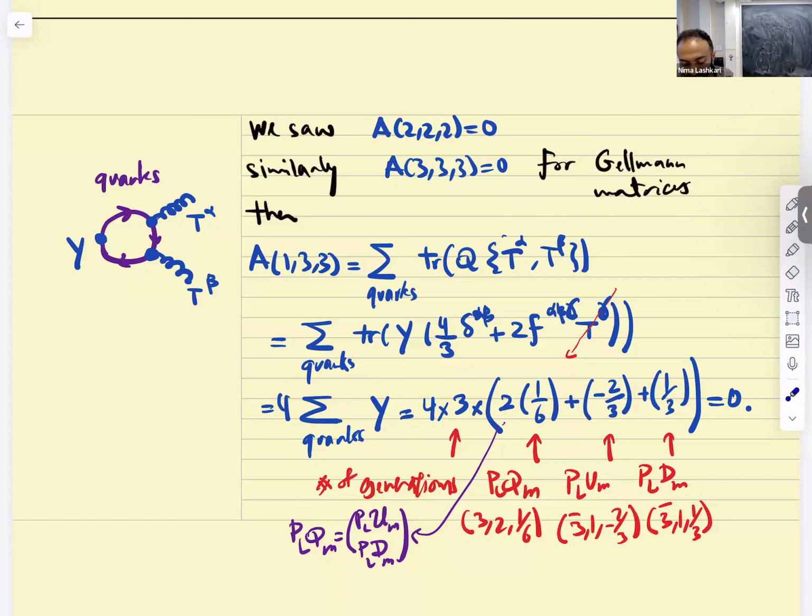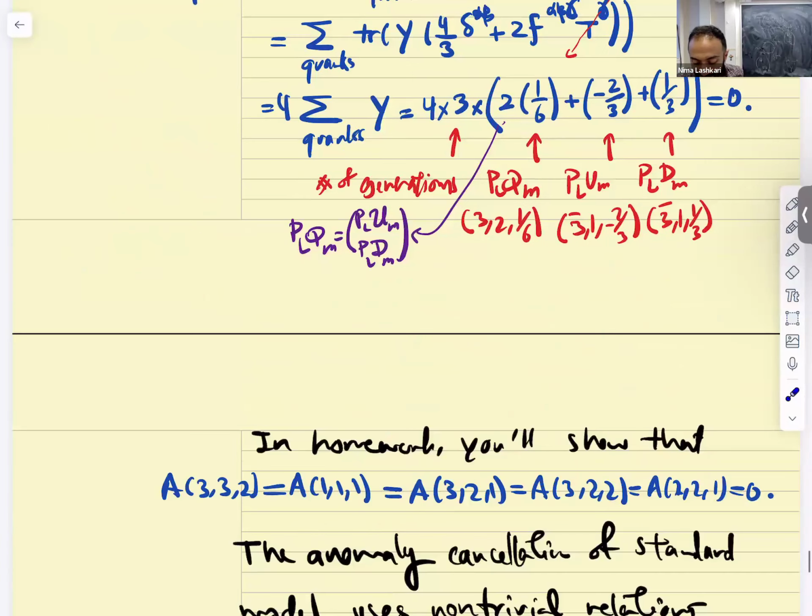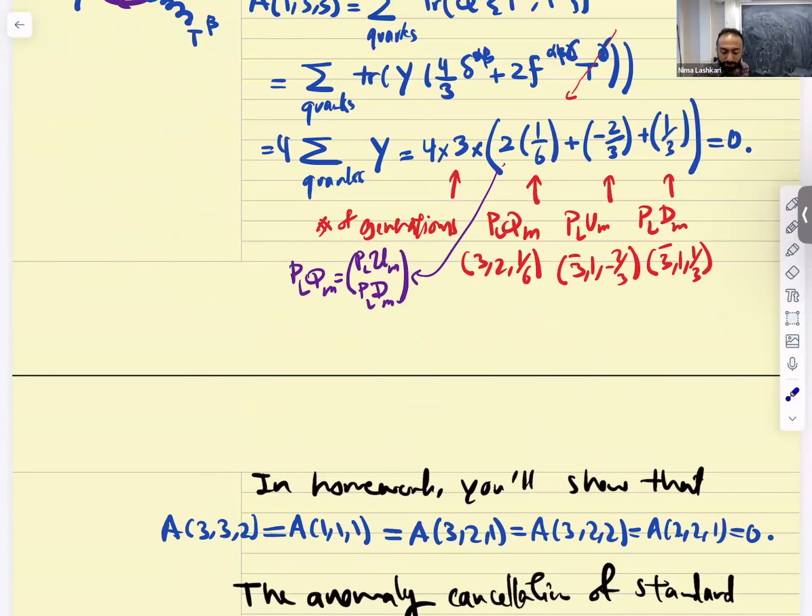1 minus 2/3, the charge has flipped sign. 3 bar, 1, 1/3. I only have one of these, right? Because it's an SU(2) singlet. I have only one of these, minus 2/3, a third, they add up to 0. All right, and your homework here will prove that all the other ones are 0.